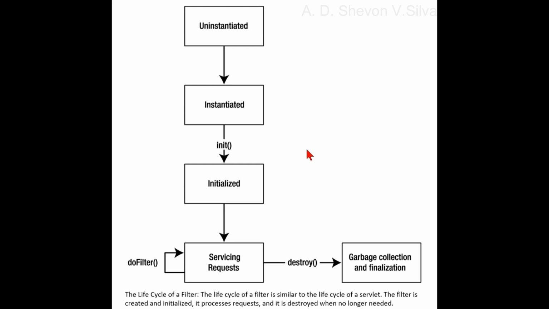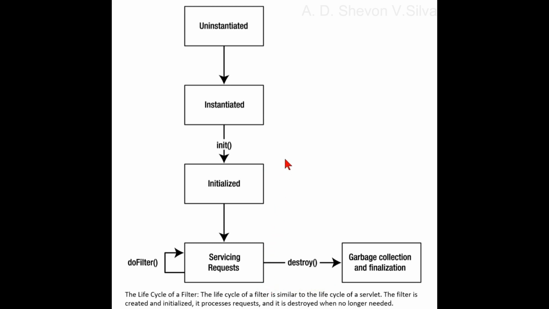Now here we are considering a filter. This figure illustrates the life cycle of a filter by using a block diagram to represent states that the filter can be in. As you can see, the filter life cycle is almost identical to that of the servlet life cycle. The 4 stages of the filter life cycle are: instantiation, initialization, filter execution, and destruction.